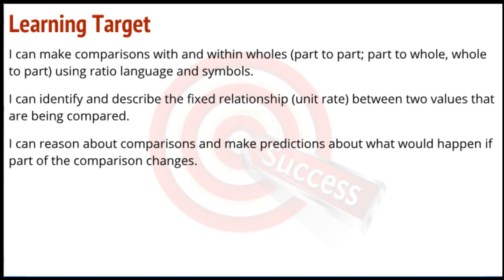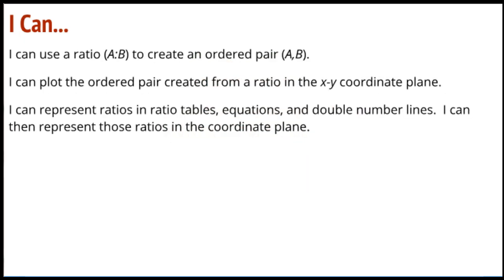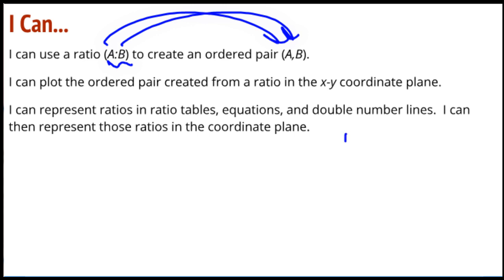All right, we are definitely going to be writing ratios to represent real life situations, and we've got 3 different ways to look at equivalent ratios, and we're going to be using those. So we're going to use a ratio of A to B, and we're going to turn that into an ordered pair that we can put on a coordinate plane. And the coordinate plane is that grid with the x-axis and the y-axis where you go over and up and you put points on there.